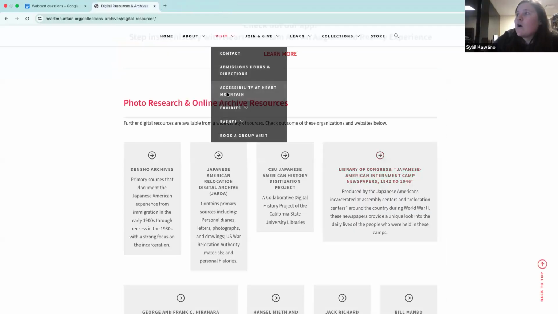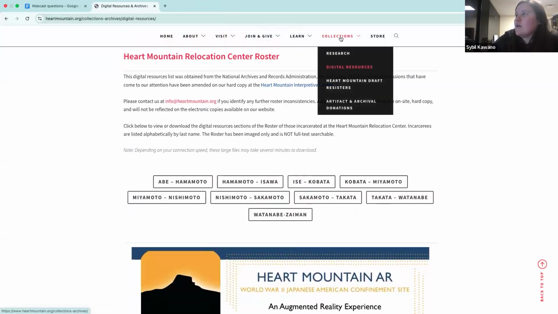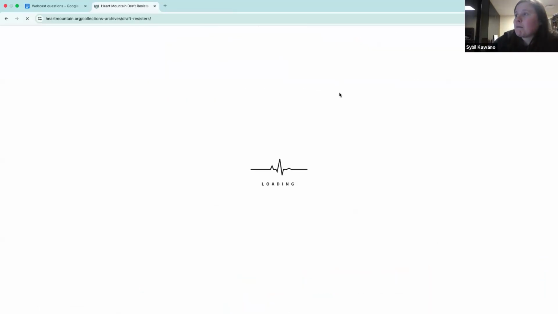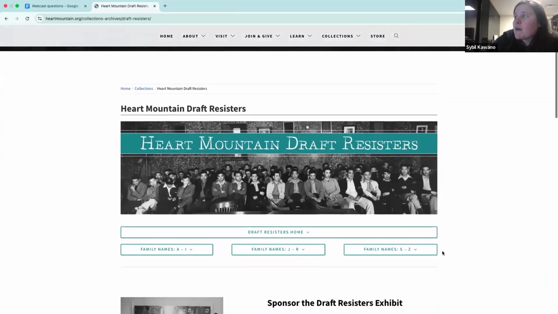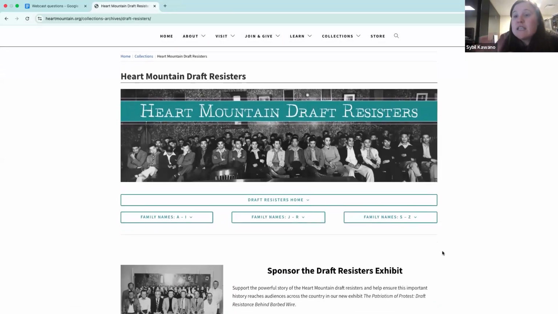And then we also have one really cool thing that I think will be really good for teachers who teach government or civics. We have the Heart Mountain Draft Resistor files. Heart Mountain was the only camp out of the 10 WRA camps that had an organized draft resistance. So there were two groups. The first group, which is the picture you see here of the men in the courtroom, was 63 Nisei men, and the second group was 20 Nisei men.